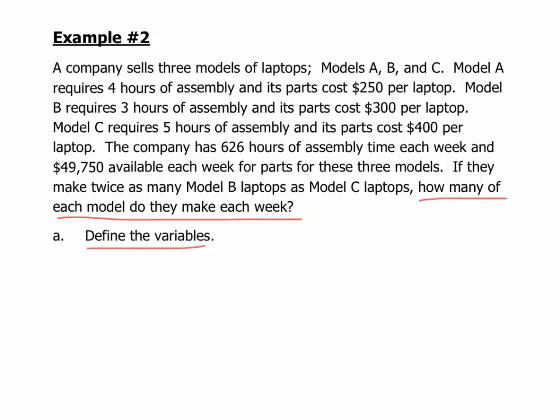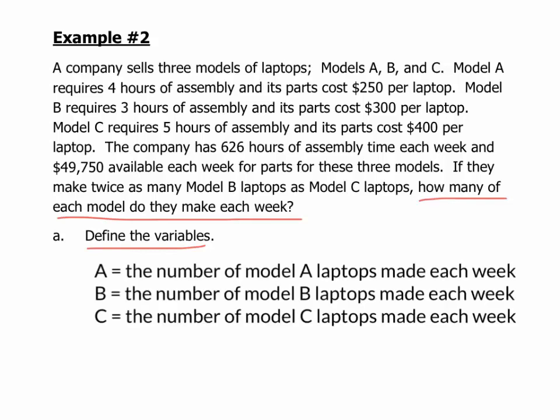Since they're talking about A, B, and C, I'm going to let A, B, and C be my variables. Capital A is going to be the number of Model A laptops made each week. Capital B is the number of Model B laptops made each week. And capital C is the number of Model C laptops made each week.